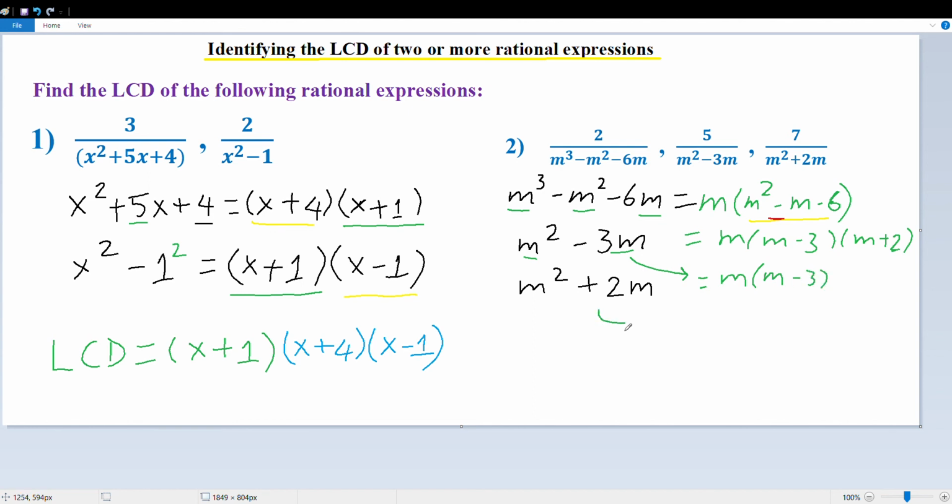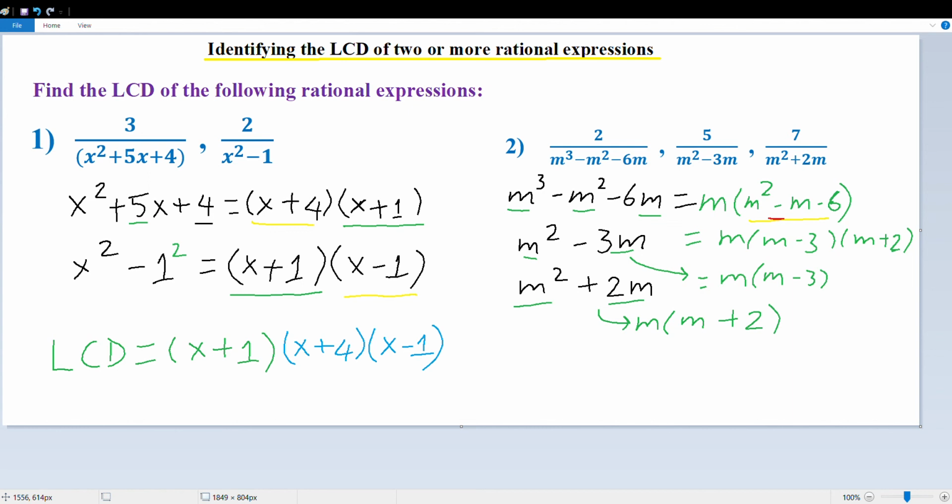And for the last one, as you could see in this one as well, we have m common between these two terms. So we'll go ahead and factor out m. Once we do that, we are left with m plus 2. So that's all we can do for factorization. So once we are done factoring out the denominators, we would be looking for the term that's common among all these three denominators.